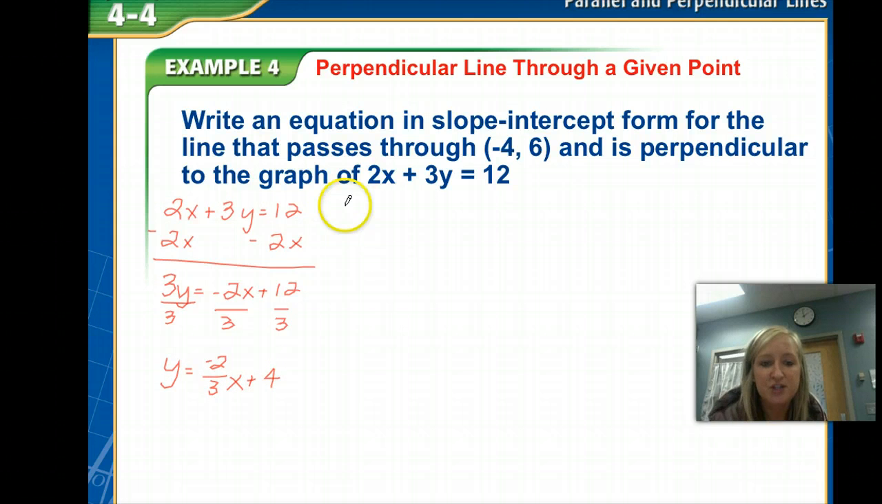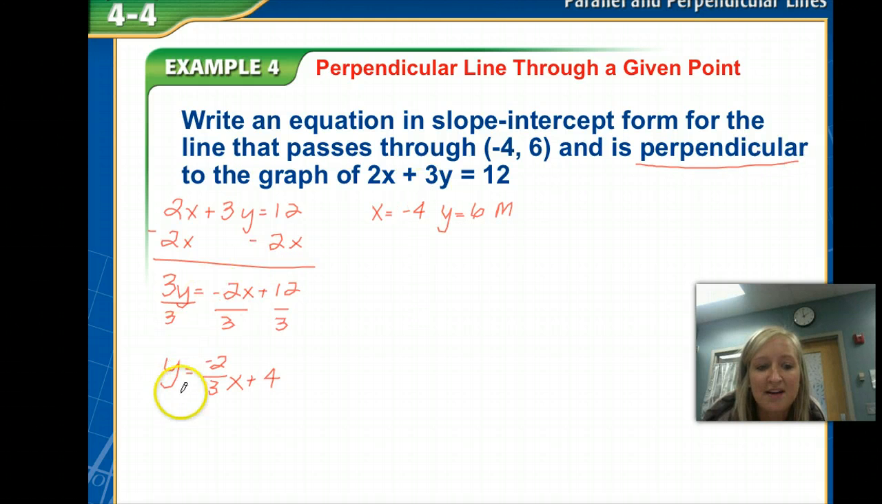So step number 2 is to identify your points. I have x equals negative 4, I have y equals 6, and I have m equals, if it's perpendicular to my line of negative 2/3, then my slope, if it's perpendicular, would be a positive 3/2. We're going to use the point slope form. So y minus 6 equals 3/2 times x minus a negative 4 would be x plus 4.